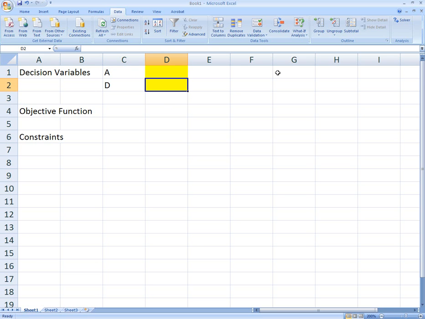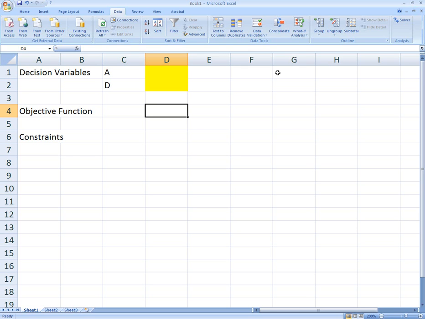Okay. The next thing I need is something called an objective function. An objective function is a function of your decision variables that tells us what our objective will be. In this case, our profit. What will our profit be if I produce a certain number of athletic shoes and a certain number of dress shoes in this scenario? So in this case, I'll make $10 for every pair of athletic shoes I produce, and I know I'll make $15 for every pair of dress shoes I produce.